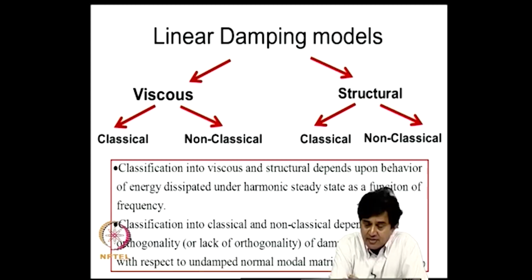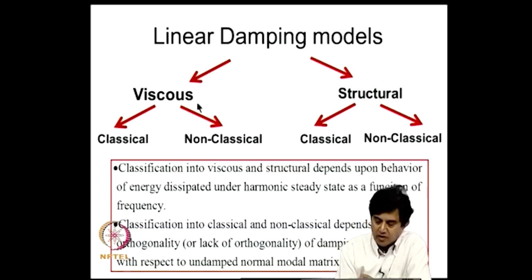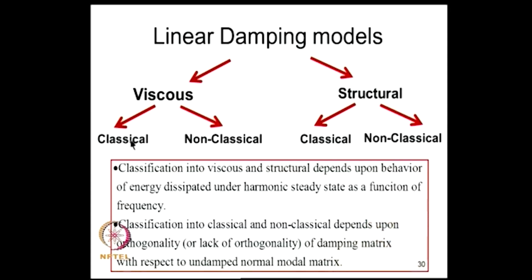The methods of analysis that we use for analyzing the response are closely linked to how we model damping. So, these two questions need to be considered concurrently. Now, a broad classification of linear damping models would be to say that damping is viscous or structural. I will explain in a short while what the difference is, and each of these could be classical or non-classical. That means we can have viscous classical damping, viscous non-classical damping, structural classical or structural non-classical damping.